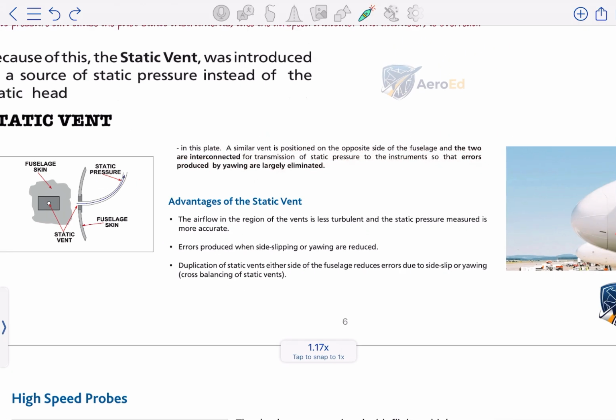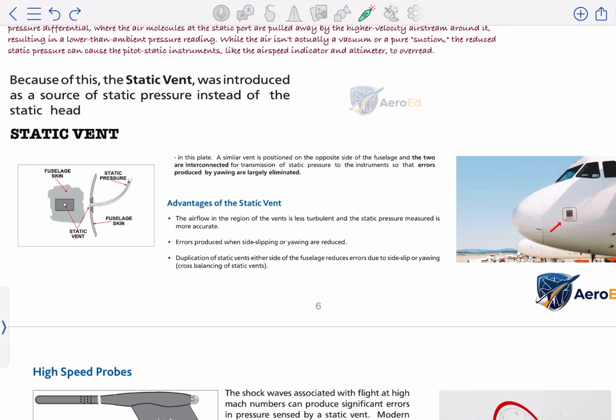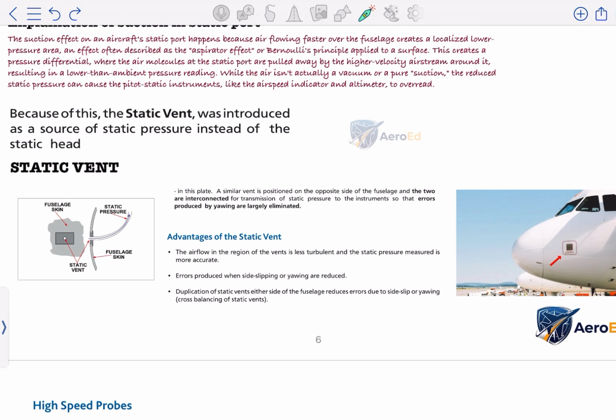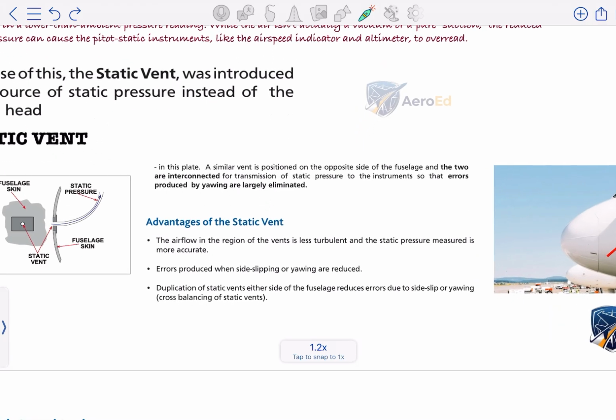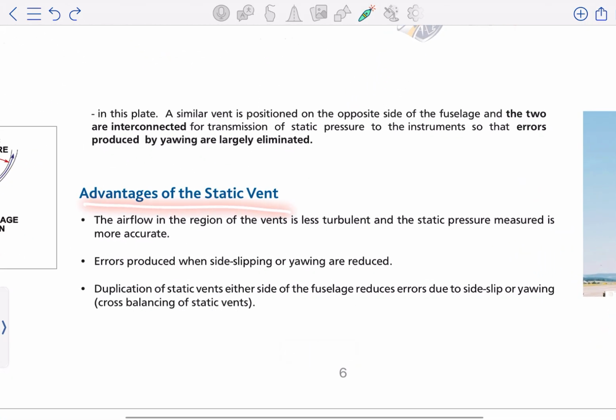So the difference is that the static vent is placed on both sides of the fuselage, so that when the aircraft yaws to the left, for example, the static pressure sensed by the left static vent will be different, but the right static vent will sense more accurate pressure. This is the reason both sides of the fuselage have a static vent, and this is how it is more advantageous than a static head. Here the advantages are also written.